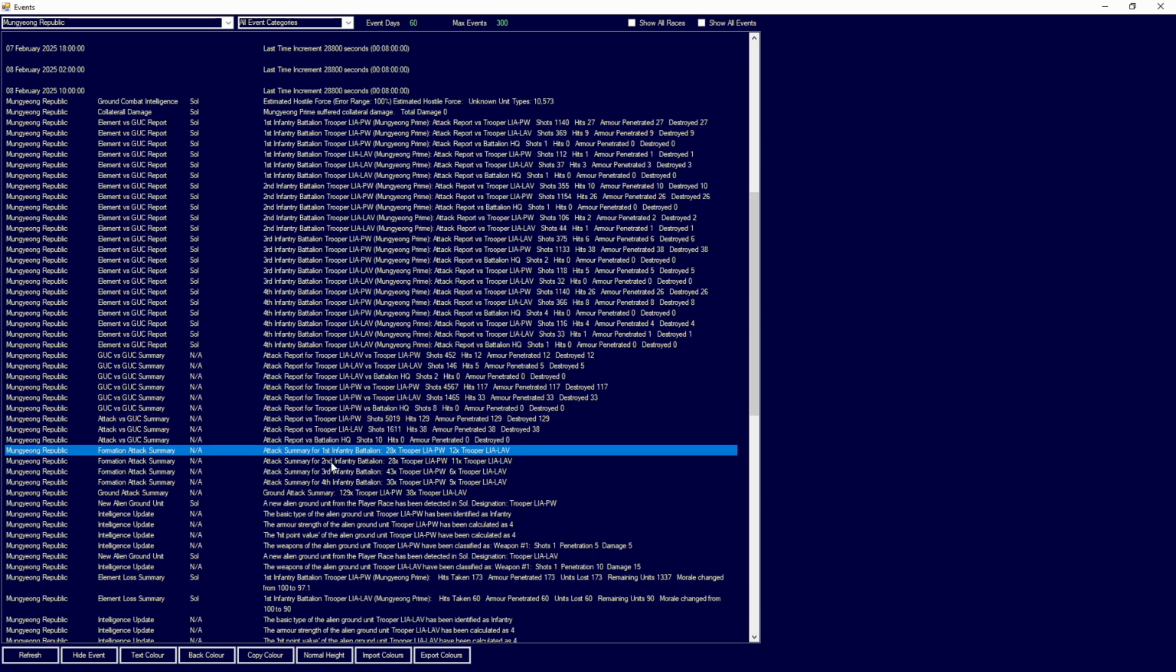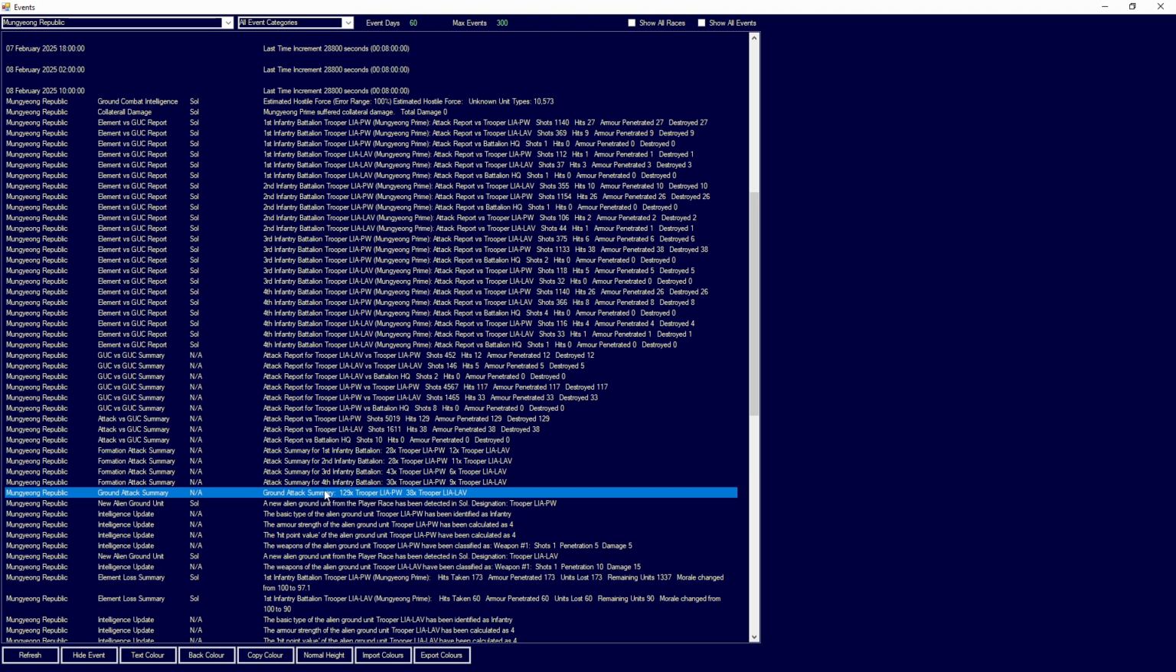And then we got the formation attack summary, so how well did each of our individual formations do? We got the ground attack summary, which is overall how much our attack summary did. So in this case, 129 troopers died, and we killed 38 light anti-vehicles. We also found out about a new alien ground unit because we were fighting it. So the light LAIPW, which means light infantry armor personal weapon.